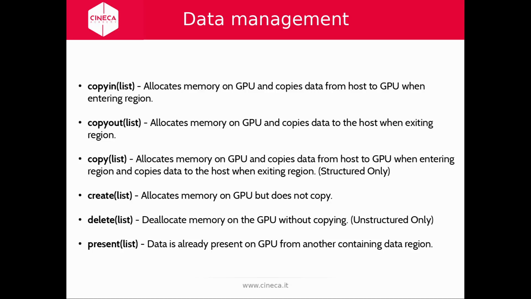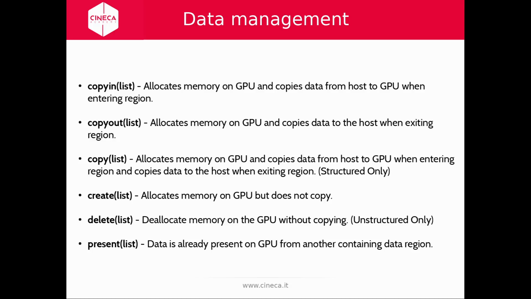Copyout is more or less the opposite. Allocate, don't copy anything, but move the results back to the CPU when you exit the data region. Copy is the same as above. So it's the two above combined. So you copy in when you enter the data region, you copy out.